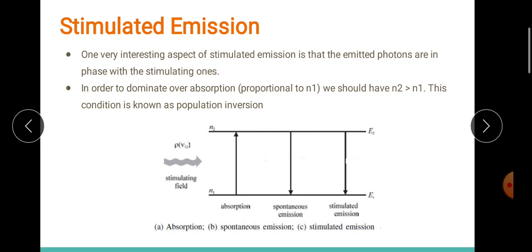Because normally, electrons tend to remain in their ground state, right? So we are expecting a number of electrons in the ground state. But if you want emission to be dominant, what we have proposed is that we want more electrons in the excited state than in the ground state.